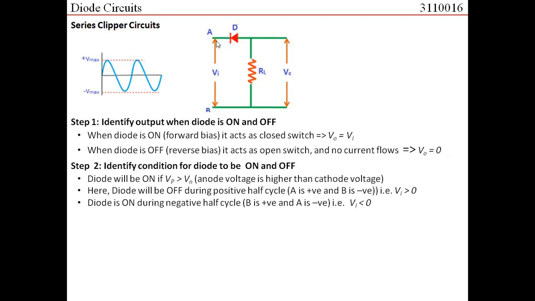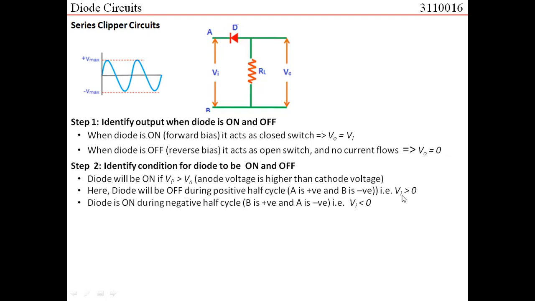Now, in this case, what would happen? When you have a positive half cycle, A would be positive and B would be negative. So what is the voltage available on the N terminal of the diode? Positive voltage. And what is the voltage available at the P terminal? Negative voltage. So the voltage at the P terminal is less than the voltage at the N terminal. Why? Because N is positive and P is negative. So the diode would be off.